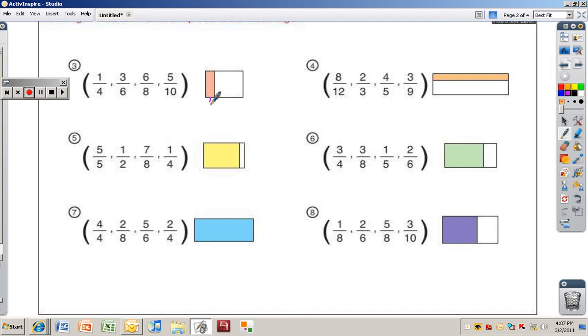This is obviously smaller than a half. That's exactly a half. That's larger than a half. That's exactly a half. This is the only one that's smaller than a half that makes sense. And you can divide it into fourths and see that that's about 1/4 right there.